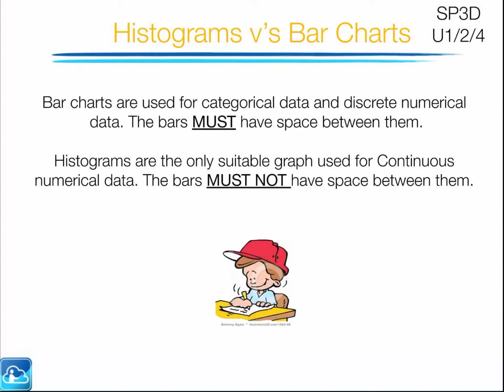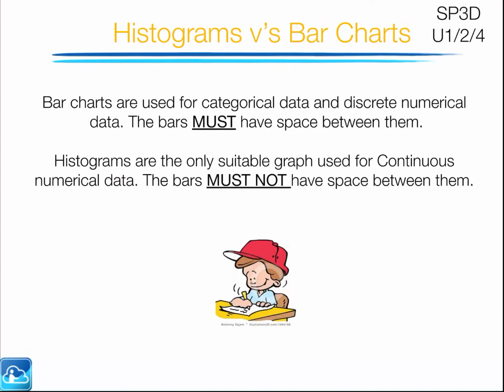So if you're talking about hair colours, you're using a bar chart. If you're talking about any kind of word answers, it's a bar chart. Any number answers where it's only specific numbers like shoe sizes, that's a bar chart. Whereas if you're talking about continuous data, you're talking about a histogram.